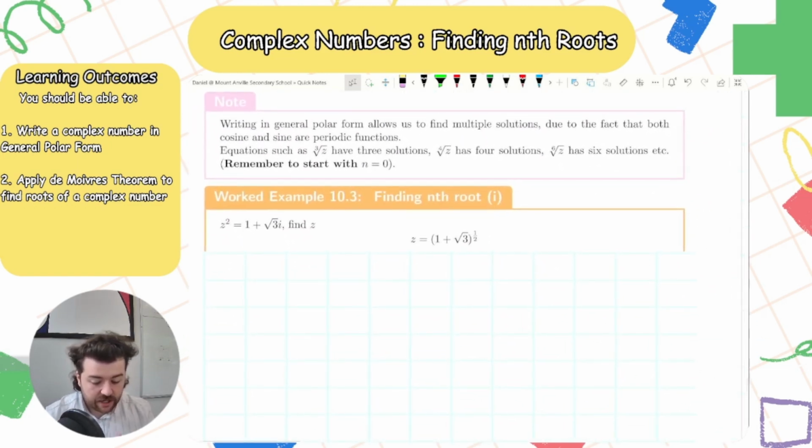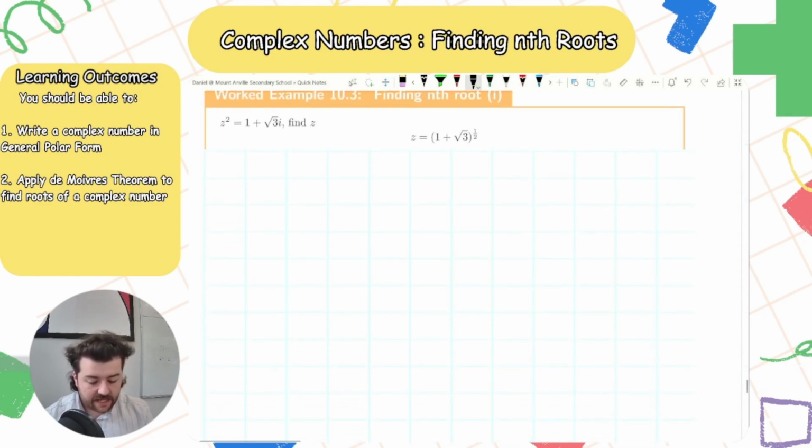Again, just remember that writing in general polar form allows us to find multiple solutions, due to the fact that both cosine and sine are periodic functions. Equations such as the cube root of z have three solutions, the fourth root of z has four solutions, the sixth root of z has six solutions, etc. So remember, we have to start with n equal to 0.